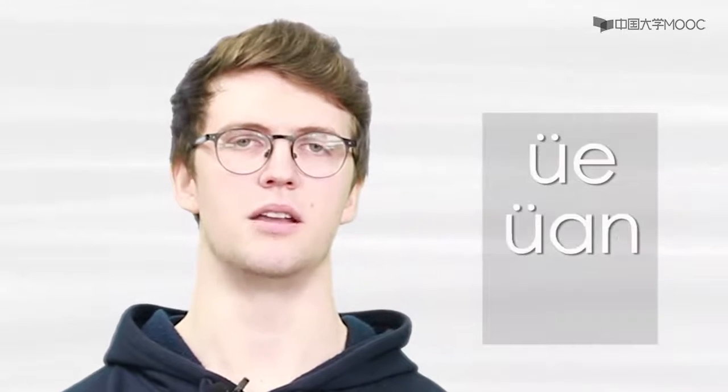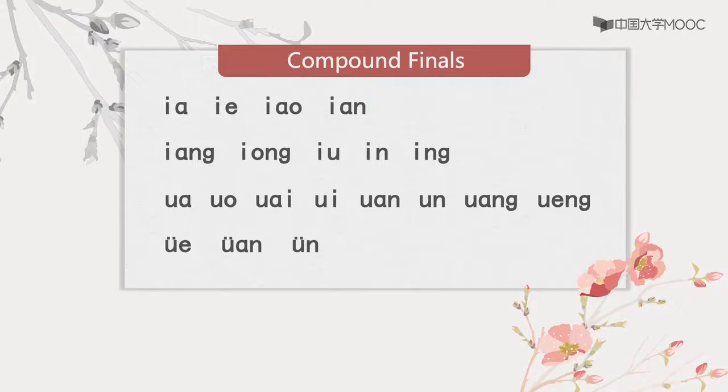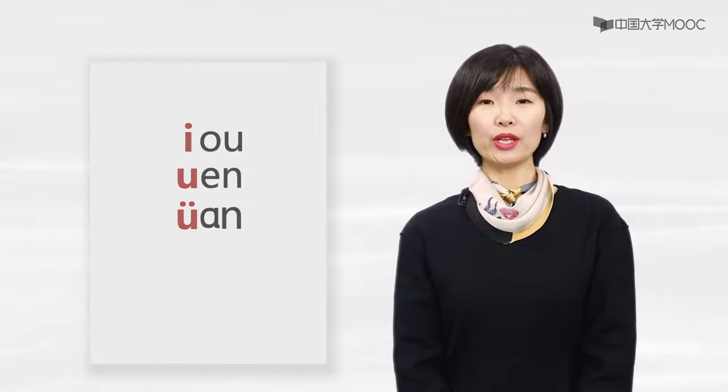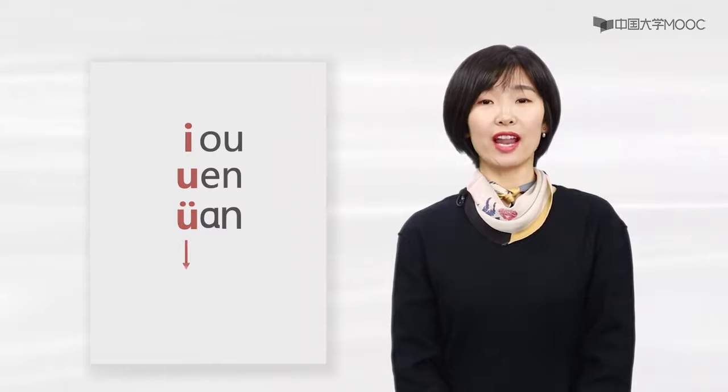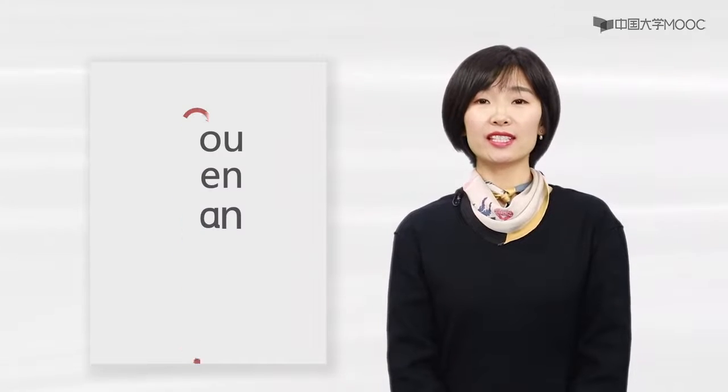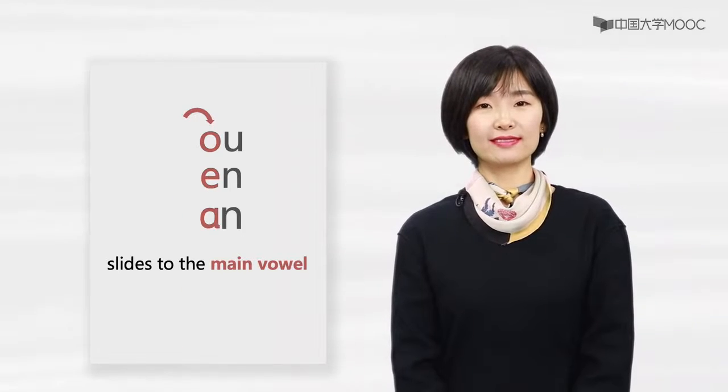Now let's review these finals. Yue, yuan, yun, 渊, yuan. Yes. 约, 渊, 晕. Well, these are all compound finals beginning with I, U, Yu. If it is a compound vowel, the I, U, Yu at the beginning is read very lightly and then slides quickly to the main vowel.